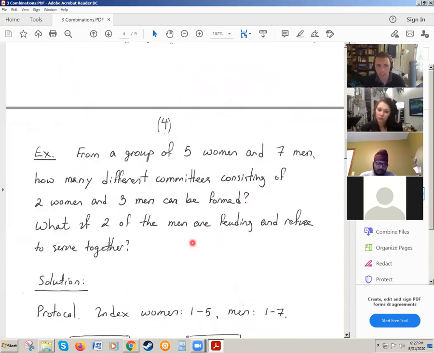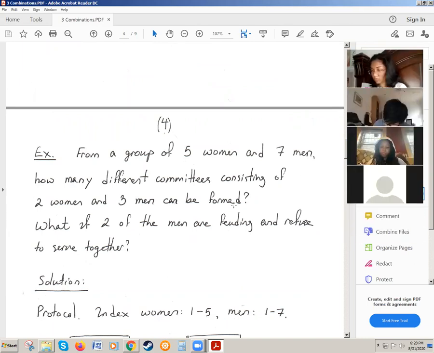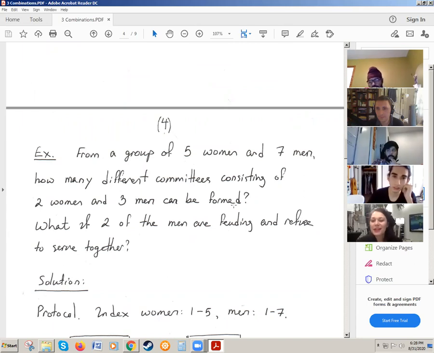Now, what about the second possibility? Two of the men refuse to be together on the committee. What can you do now? Seven choose one multiplied by 7 choose 1.